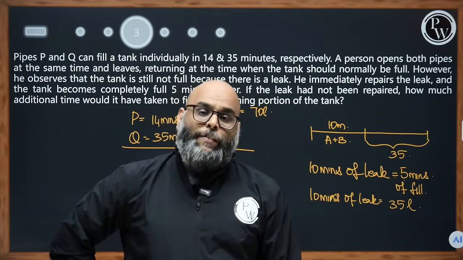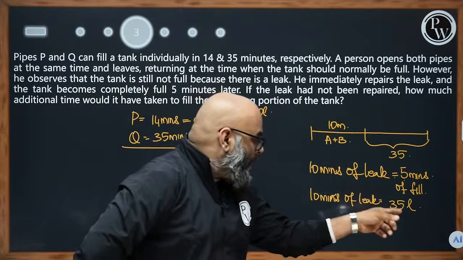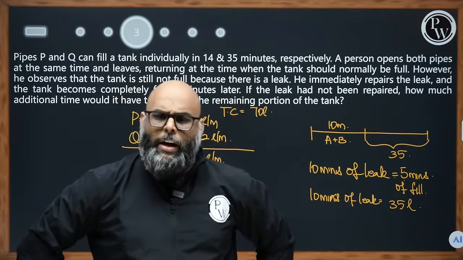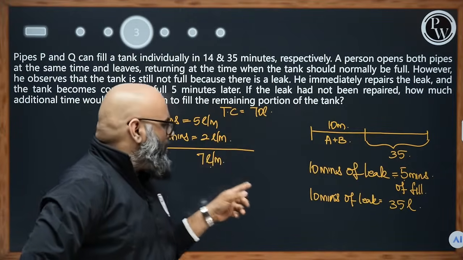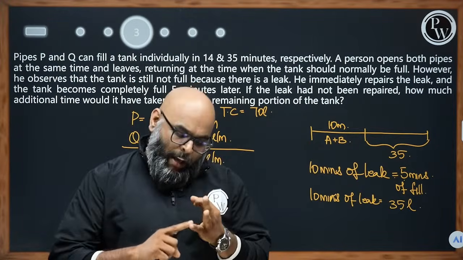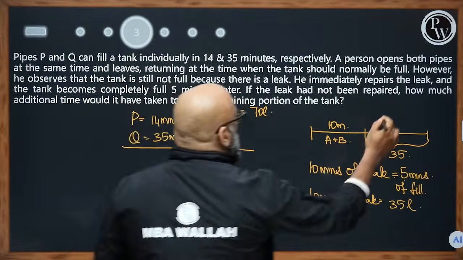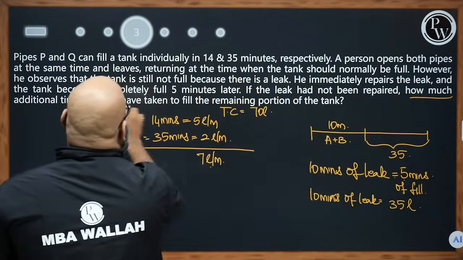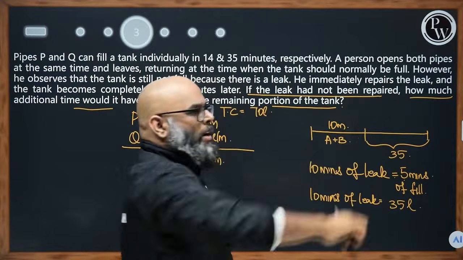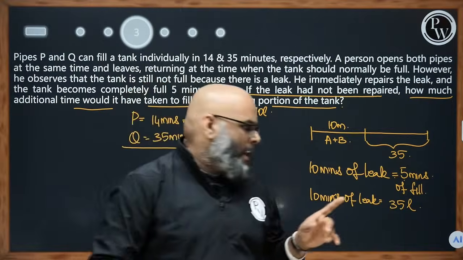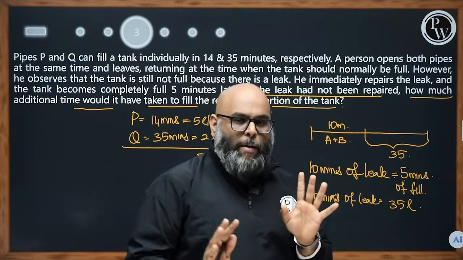Now who is going to fill it? It will be the filling pipe, it will be the drain pipe, which is the leak, as well. PQ will be operating, leak will also be operating, because that is the question. How much additional time would it have taken to fill the remaining portion of the tank if the leak had not been repaired? I did not repair the leak at this point. I repaired the leak at this point, I would have taken 5 minutes of filling.